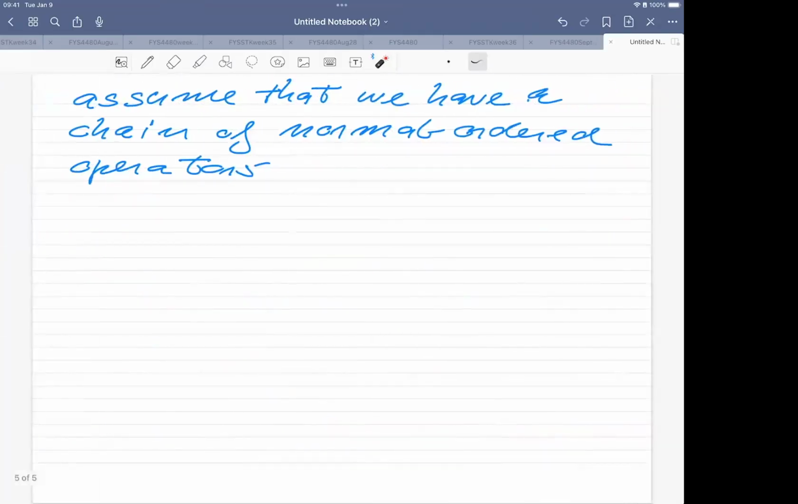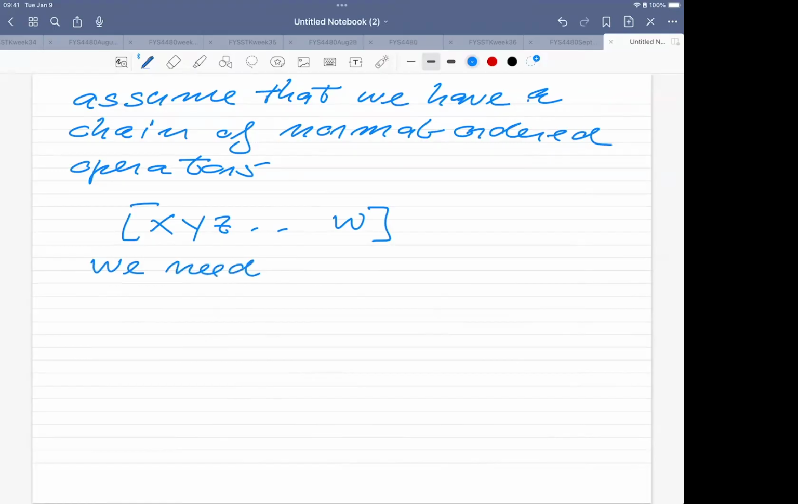So we're just making this assumption that we have shown Wick's theorem, which we did for 1 and 2 pairs. And we assume that we have this chain of X, Y, Z up to W. So this is a chain of operators which has been normal ordered. And now what we need is a small lemma, which we're going to prove. And with that lemma, Wick's theorem is just going to follow immediately.